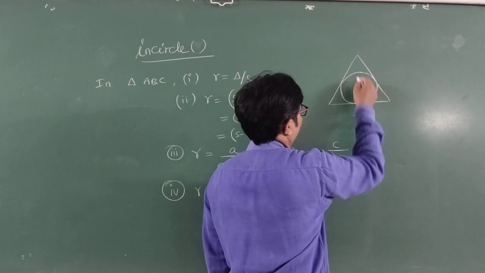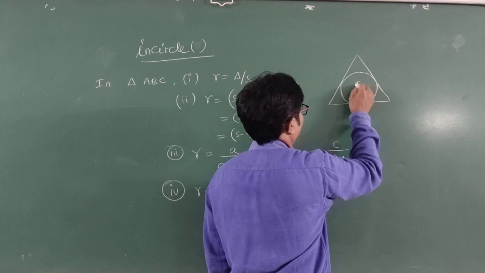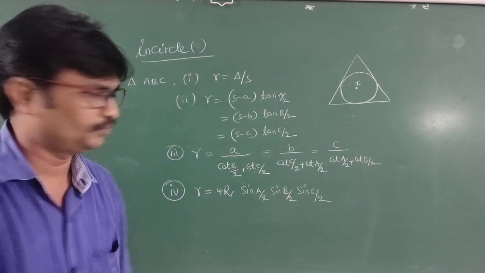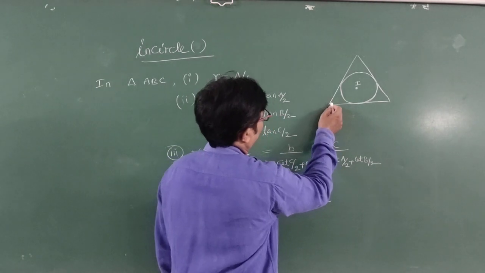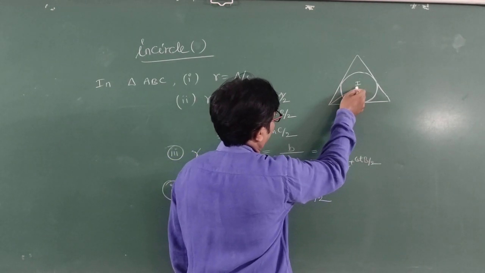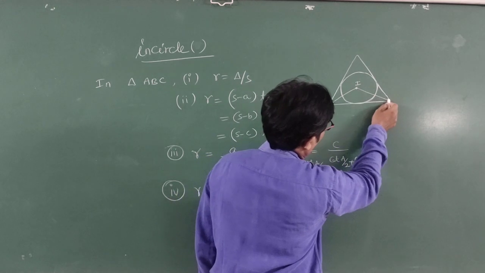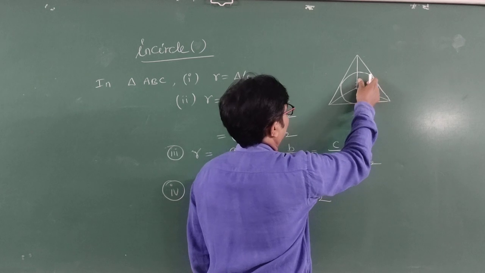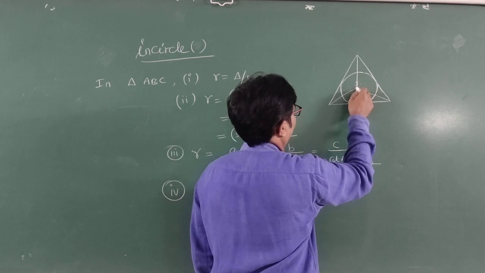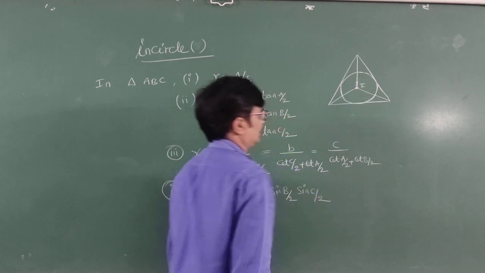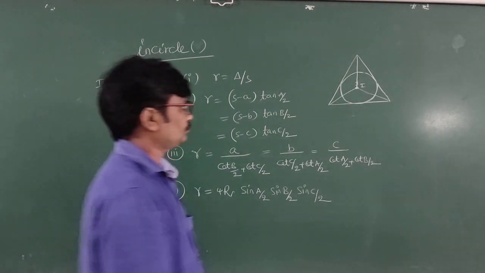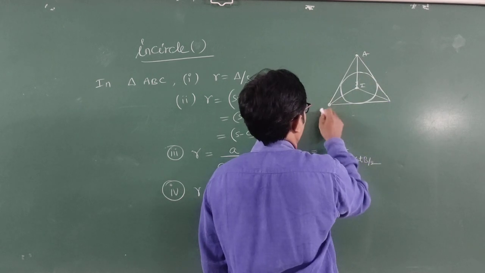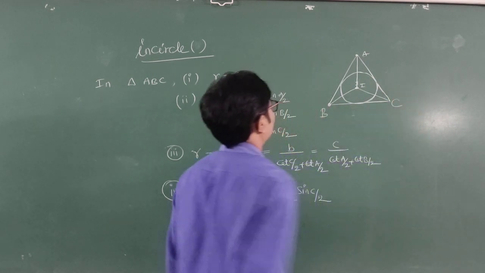We have to know that I is called the incenter. It is the point of intersection of the internal angular bisectors. This is one of the angular bisectors, this is another angular bisector, this is the third angular bisector. Is it clear, students? The point of intersection of the angular bisectors is called the incenter. This is A, this is B, this is C.